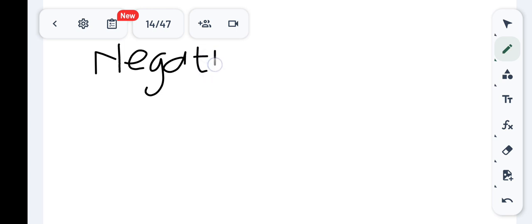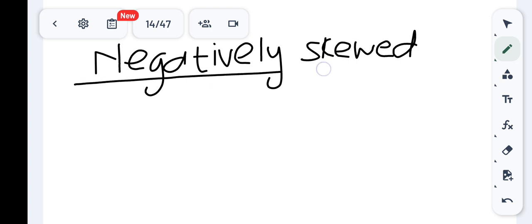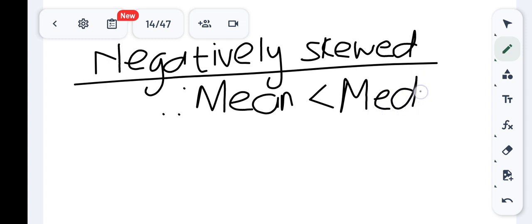And then we have negatively skewed. Negatively skewed means most scores or most values lie to the left, and if this is the case, then mean is less than median. So please ensure that you always compare to be safe. You have to compare the value of mean with the value of median. If the value of mean is less than the value of median, then that is negatively skewed.